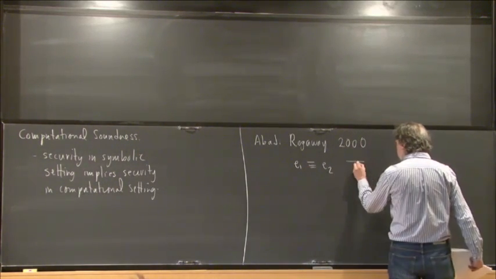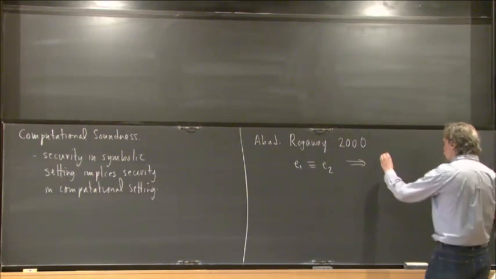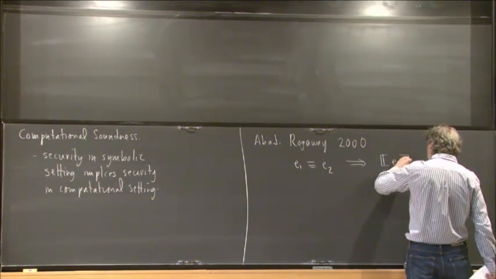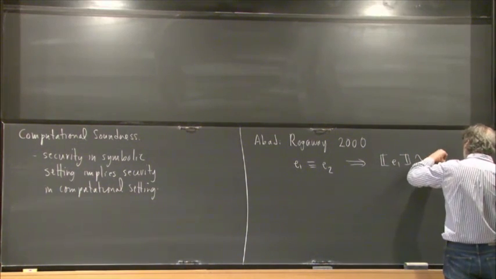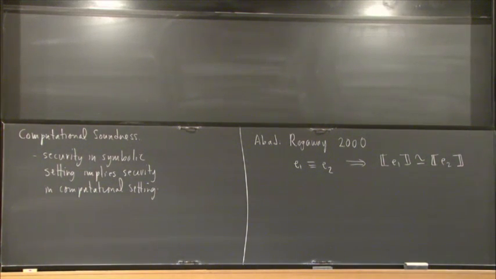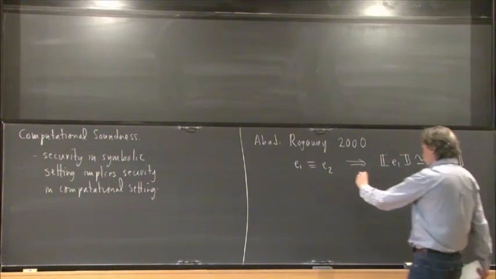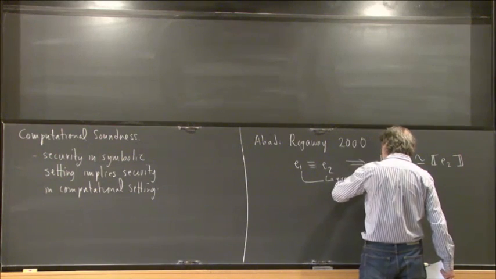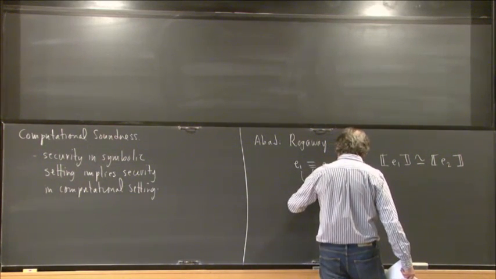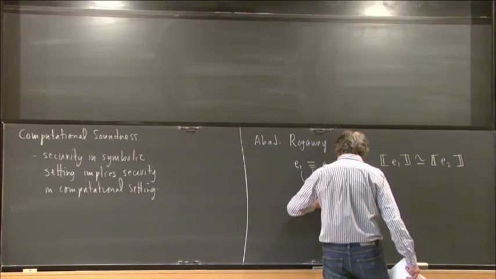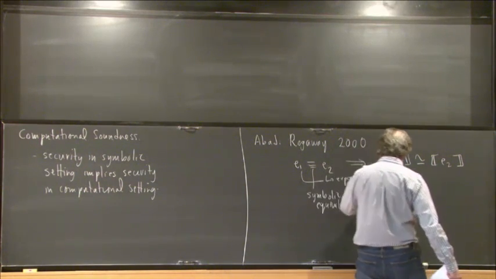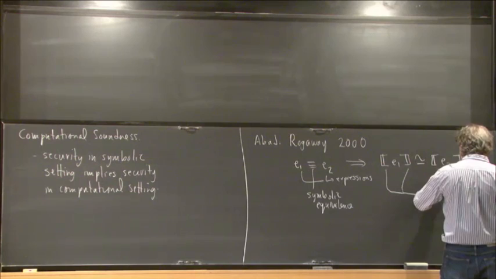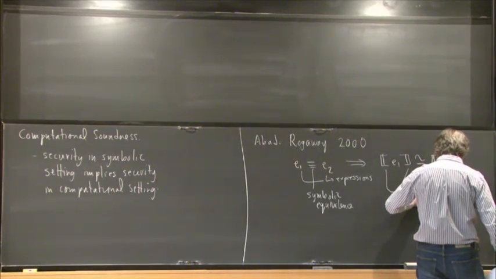So what they show is that if you're able to prove an equivalence like that, then in the computational setting, the computational interpretations of these two expressions are computationally indistinguishable. So these are expressions. This is symbolic equivalence. These brackets mean the computational interpretation.